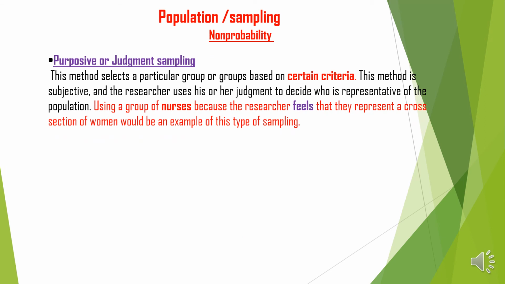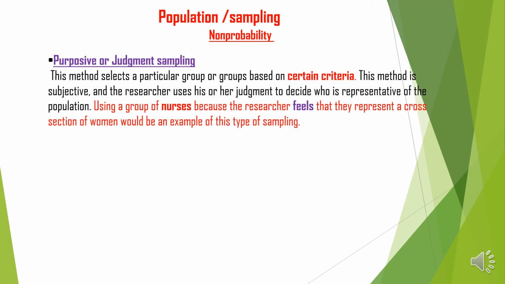Another type of non-probability sampling is purposive or judgment sampling. Here this method selects a particular group or groups based on certain criteria. I put some intention in my mind to select and to study those people. This method is subjective, and the researcher uses his or her judgment to decide who is representative of the population. He wants to study this population, and he decides what kind of people represent it.